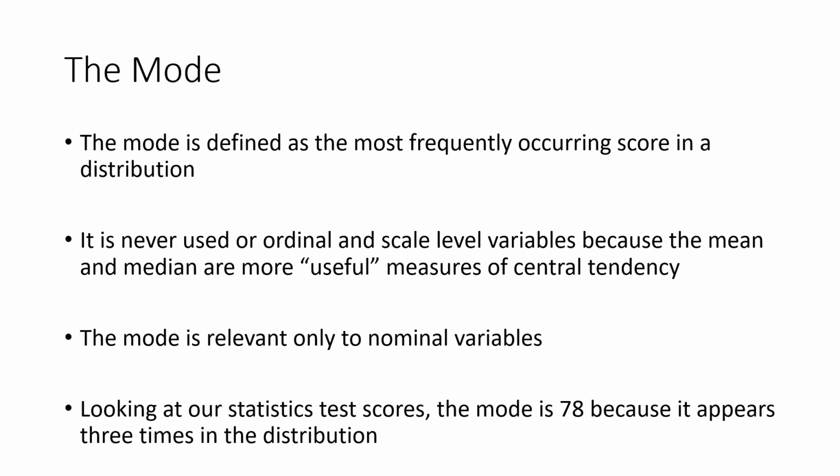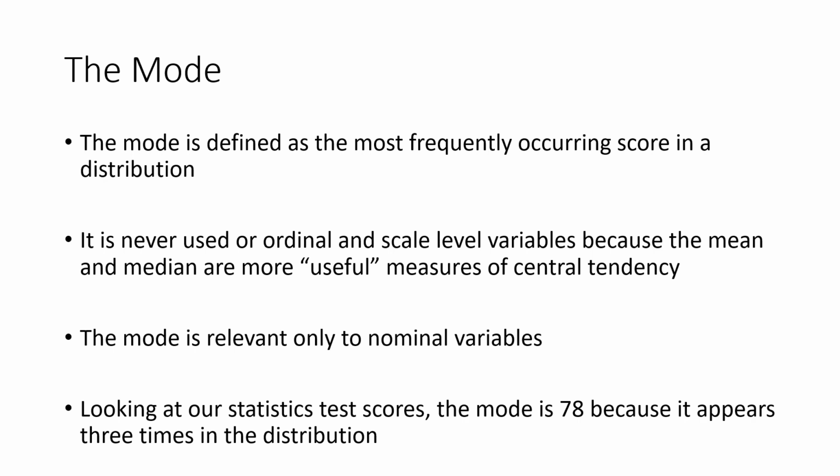So the mode is defined as the most frequently occurring score in a distribution. And as I said, we don't use this measure of central tendency for ordinal or scale level variables because the mean and the median are significantly more useful measures of central tendency than the mode.